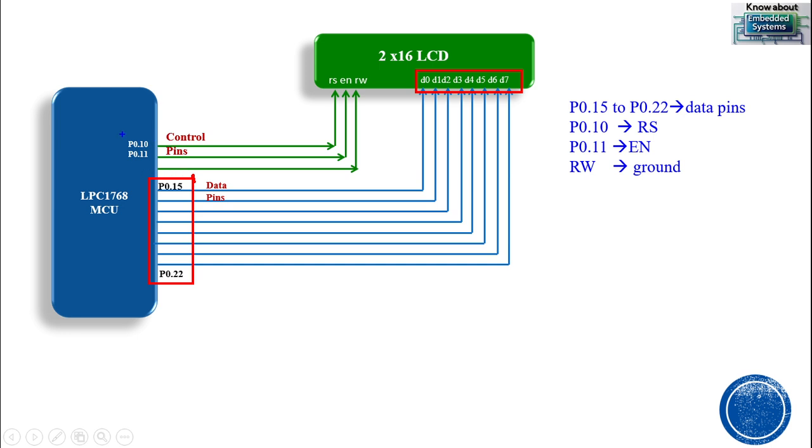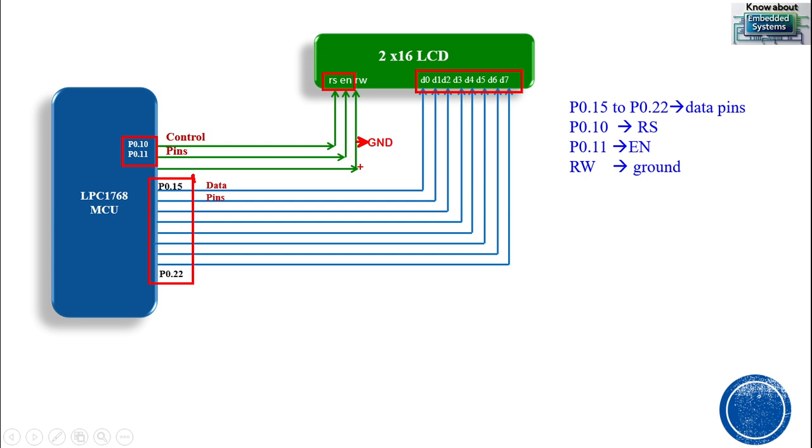The second configuration is P0.10 and P0.11, connected to register select and enable, RS and enable. Read write is already grounded. So we are not using read write in the LCD because this pin is already connected to ground, which means a write operation. In this way we have already done the interfacing on the board, and I will show you how to develop the code in the next video.